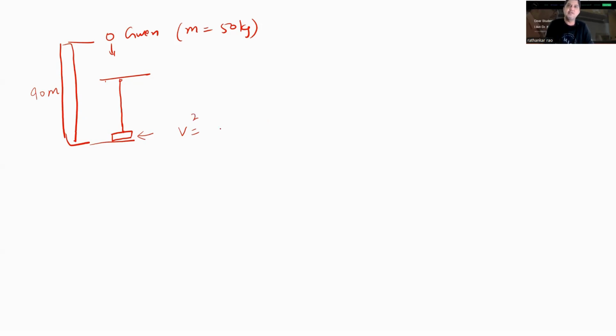Velocity would now be v squared equals 2gh, because it's free fall. So v equals the square root of 2gh, which is the square root of 2 into 9.8 multiplied by h, which is 90 meters. Let me take my calculator and see what value I get. 2 into 9.8 multiplied by 90 will be 1764. When I take the square root of this, it comes out to be around 42 meters per second. So the speed of her is seen to be 42 meters per second.